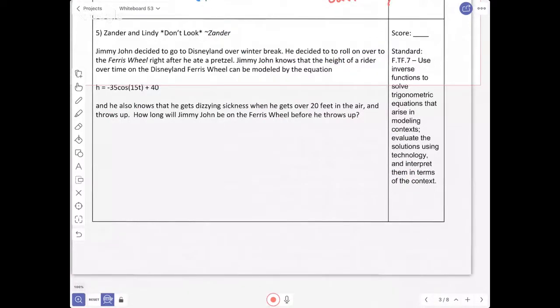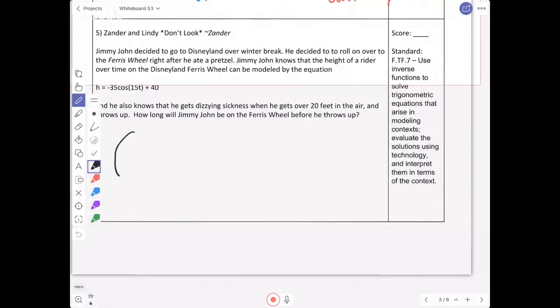Jimmy John decided to go to Disneyland over winter break. He decided to roll on over to the Ferris wheel right after he ate a pretzel. Jimmy John knows that the height of a rider over time on the Disneyland Ferris wheel can be modeled by the equation h equals negative 35 cosine of 15t plus 40. And he also knows that he gets dizzying sickness when he gets over 20 feet in the air and throws up. So the question is, how long will Jimmy John be on the Ferris wheel before he throws up?